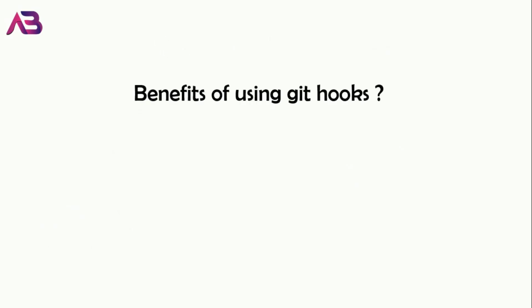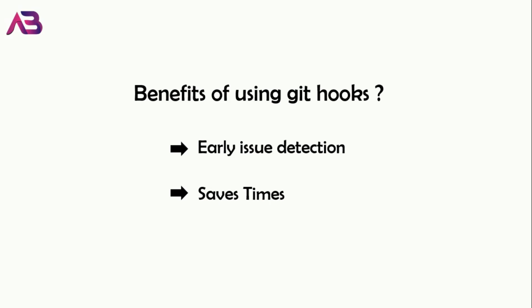What are the benefits of using Git Hooks? Detecting issues early is a major upside. They catch potential problems right in their tracks, saving you from committing messy code. And also, it saves your time by handling tasks, so you don't need to do them.